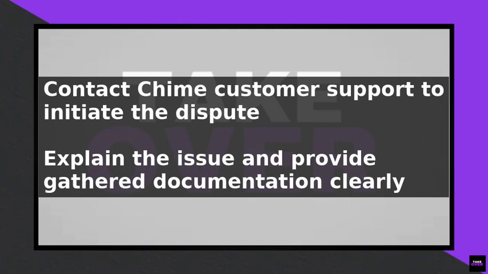In some cases, Chime may require you to complete a dispute form, which will be provided to you by the customer support representative. Fill out the form accurately and thoroughly, and return it to Chime as instructed. Once the dispute is submitted, Chime will review the case and make a decision.